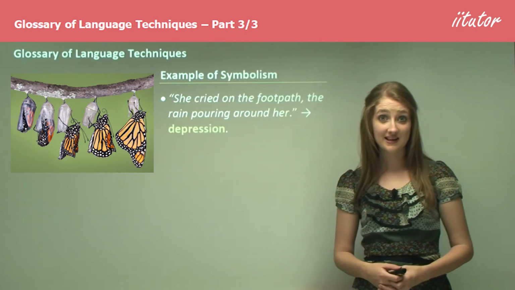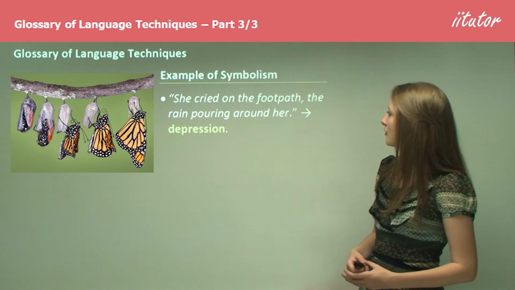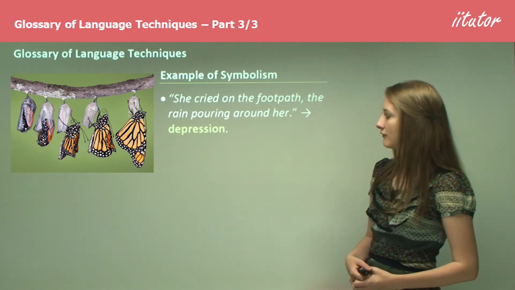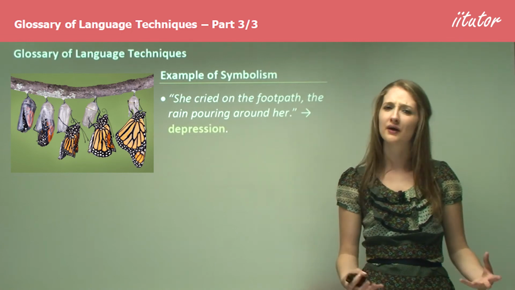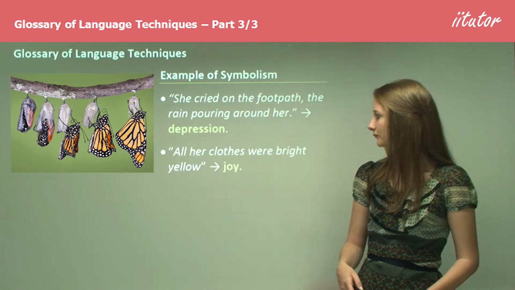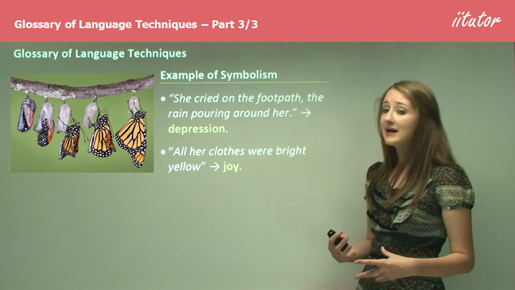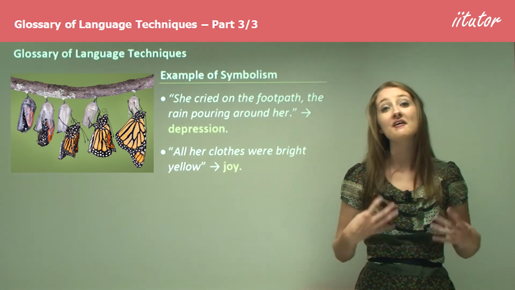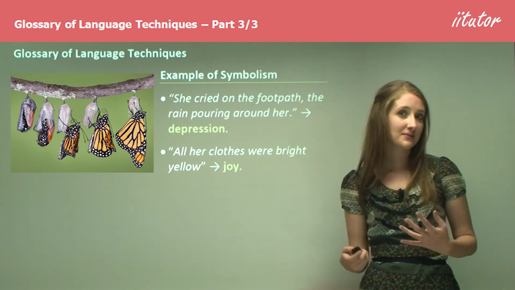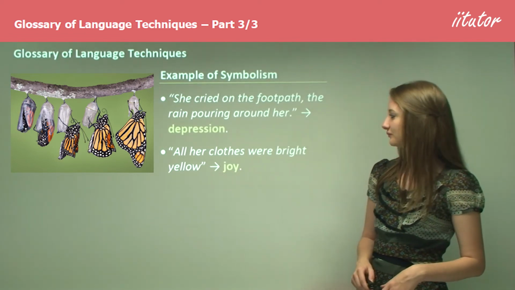So if we look at an example, we'll see: she cried on the footpath, the rain pouring around her. So the rain and her tears are symbols of that depressive emotion. All her clothes were bright yellow. So bright yellow is really that color symbolism for joy, for happiness, for how happy this person is in life.